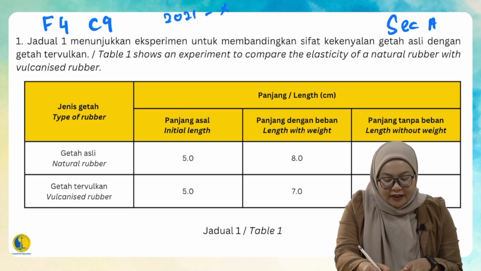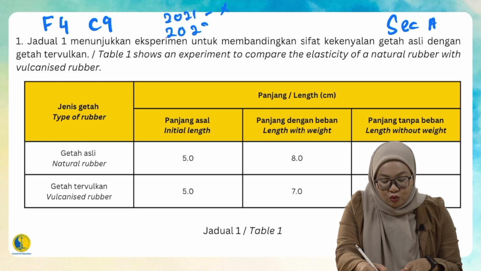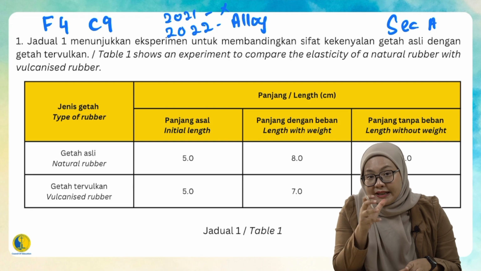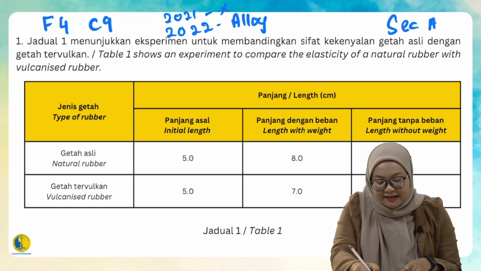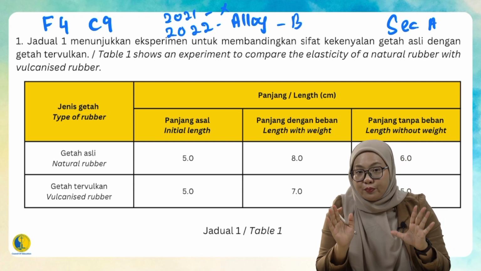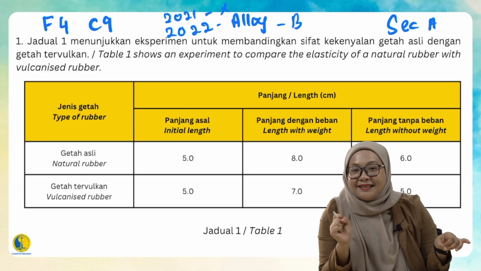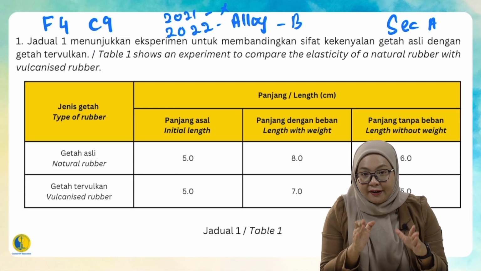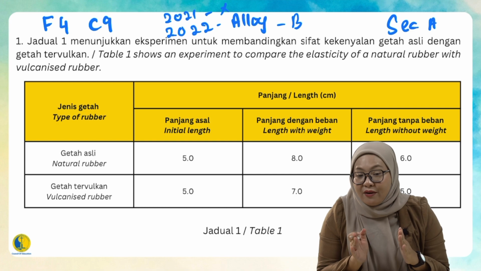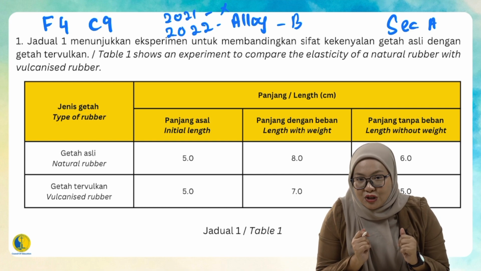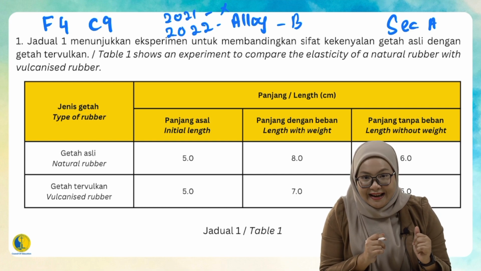Meanwhile, for 2022, alloy, which is a sub-chapter in this topic, came out as Section B. So most probably this year, it will come out as either Section A or Section C essay questions. So here I am to show you how this particular topic can come out as Section A.